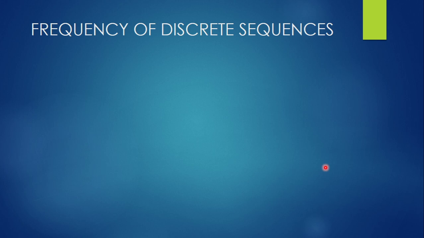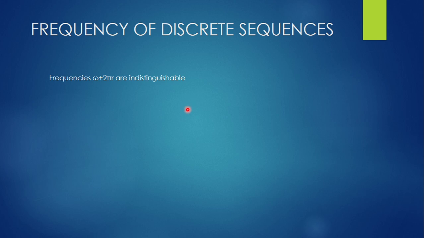Now come to the frequency of discrete sequences. The concept of frequency is different in discrete sequences as compared to continuous signals. We will see how. Frequencies omega plus 2 pi r are indistinguishable. What does that mean?